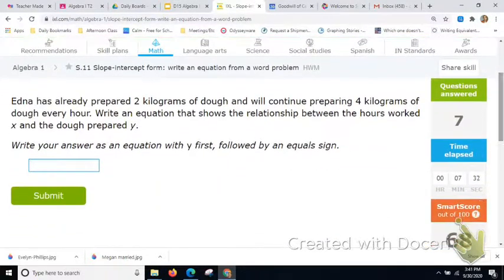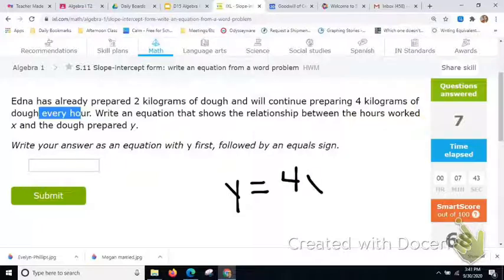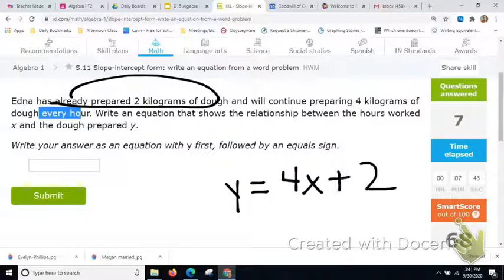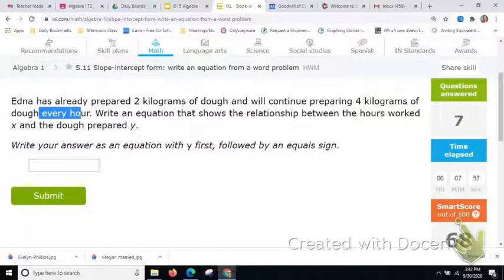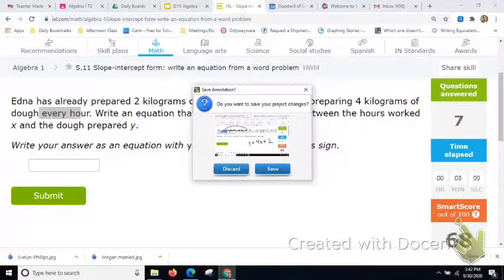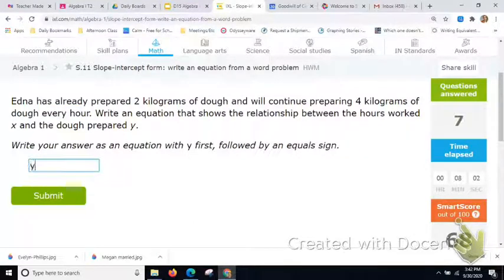So the one that says like for each day or every hour, that's the one that goes with the x. So this says every hour down here. So the 4 kilograms of dough every hour, that goes with x, and what he has already done is the starting point. So we're kind of taking the mystery out of that, right? Hopefully it doesn't seem nearly as hard as you might have been anticipating it would be.